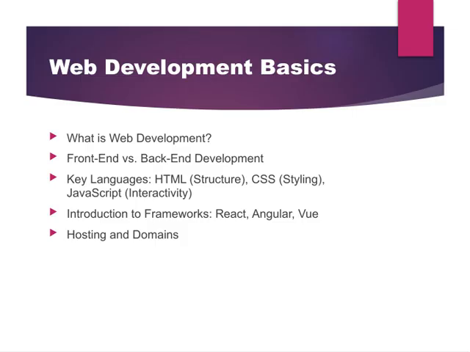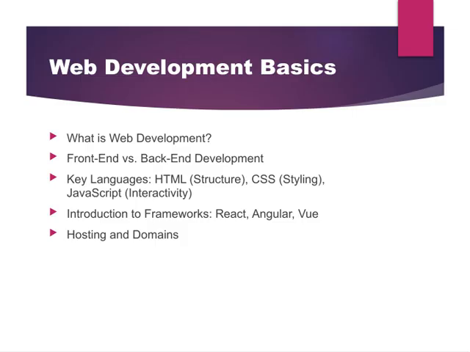Now, within web development, we have two main areas, front-end and backend. Front-end development is what users see and interact with directly. Think of the layout, buttons, and overall look and feel. Backend, on the other hand, is the behind-the-scenes part that handles data, server operations, and the logic that powers the website.